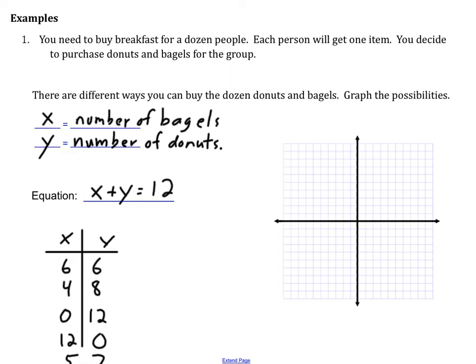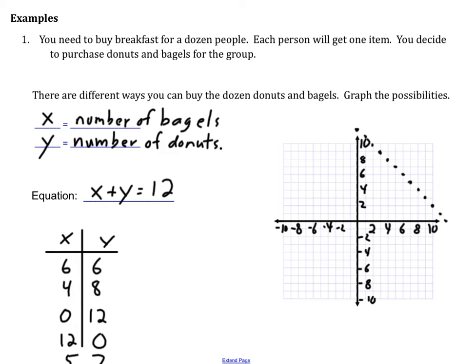Then we plot the points. Well, first we label our axes and put the number scales on. And there's the point 6, 6. X is 6, y is 6. Then 4, 8. 0, 12, and 12, 0. And then we can kind of see the pattern. We can just fill the rest of it in.